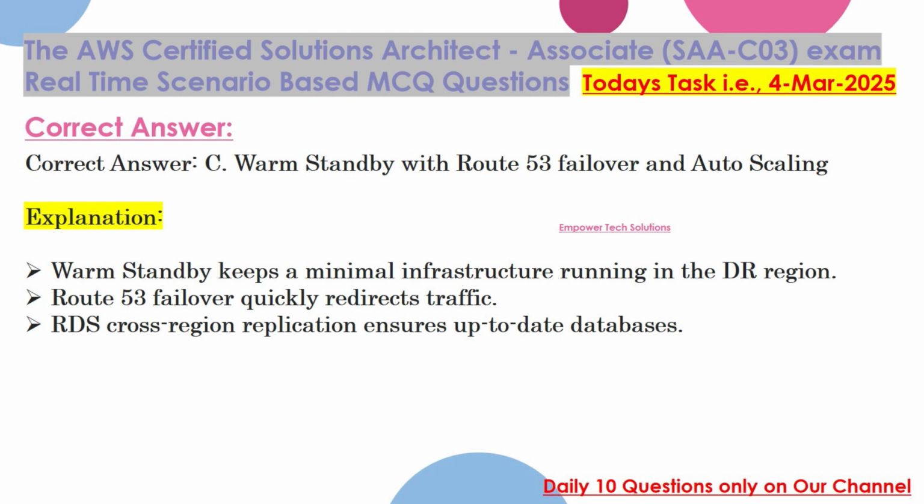Explanation. Warm standby keeps a minimal infrastructure running in the DR region. Route 53 failover quickly redirects traffic. RDS cross-region replication ensures up-to-date databases.